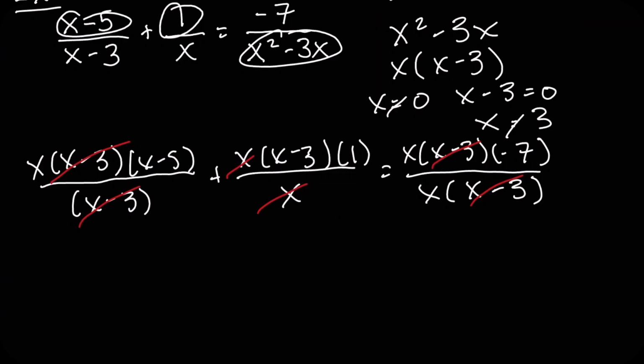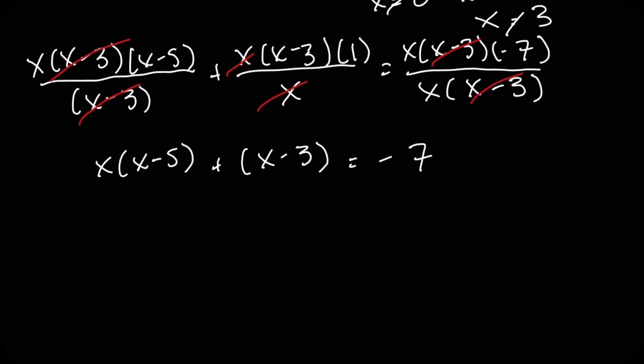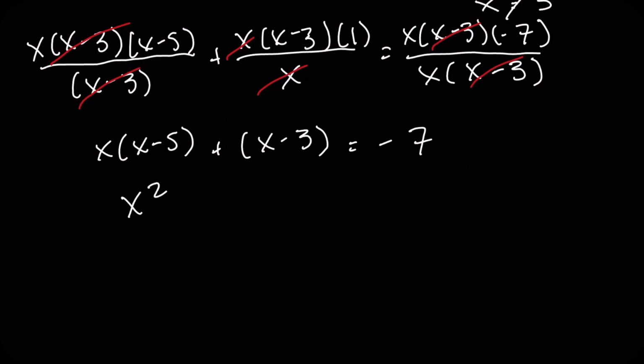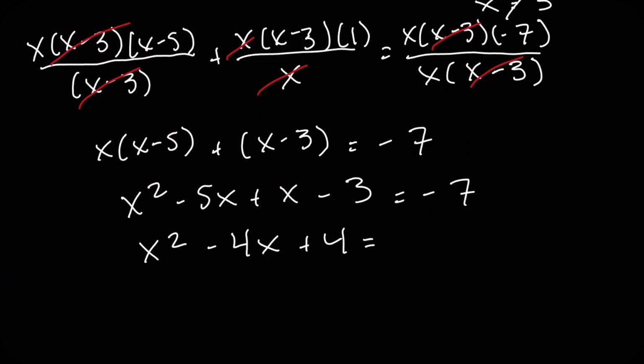So reducing this, we are left with x times x minus 5, and then plus x minus 3, and this is going to be equal to negative 7. So let's simplify just a tiny bit. x squared minus 5x plus x minus 3 is all equal to negative 7, and we can get this into a quadratic equation. So this will leave us with x squared minus 4x plus 4 is equal to 0.